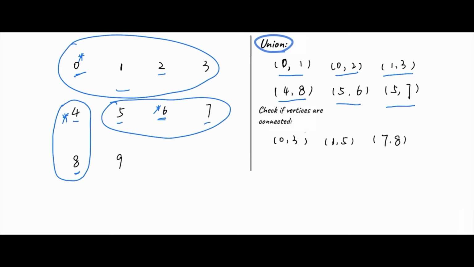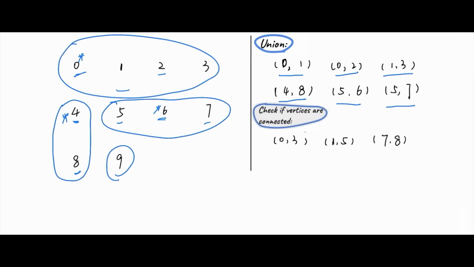For 8, the root is 4. If we want to find the root of 9, since it is an isolated node, the root of it is simply itself. We can say 9 is in a set by itself, so therefore the root of 9 is 9 itself. After the union operations, we have connected all the vertices.